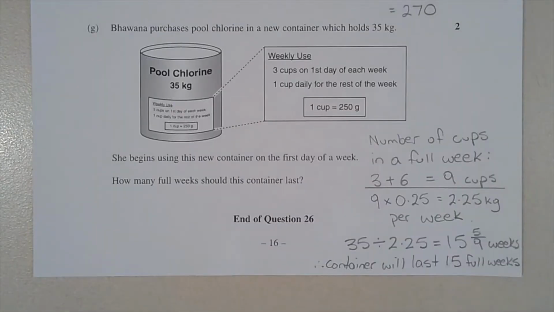Question 26G. Bawana purchases pool chlorine in a new container which holds 35 kilograms. She begins using this new container on the first day of a week. How many full weeks should this container last? Now the strategy here is to determine the number of cups used in a full week. Then from there, determine the mass of chlorine used in a full week, knowing that 1 cup is equal to 250 grams or 0.25 kilograms. And then from there, we can determine the number of full weeks that the container will last.